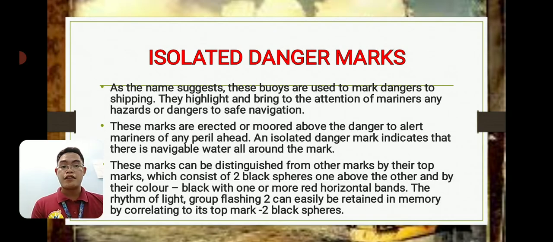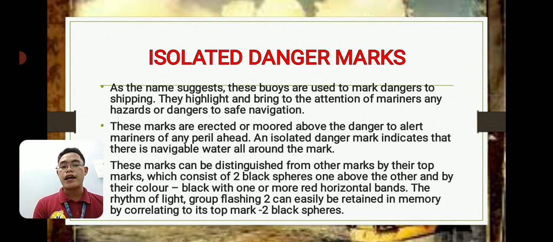These marks are erected and moored above the danger to alert mariners of any peril ahead. An isolated danger mark indicates that there is navigable water all around the mark. These marks can be distinguished from other marks by their top marks, which consist of two black spheres, one above the other, and by their color, black with one or more red horizontal bands.